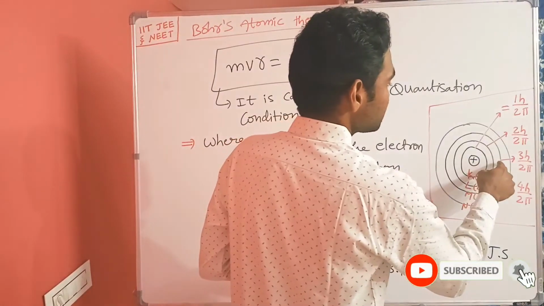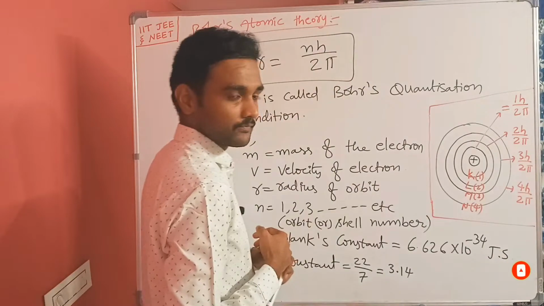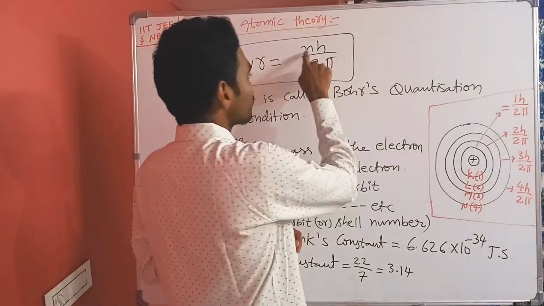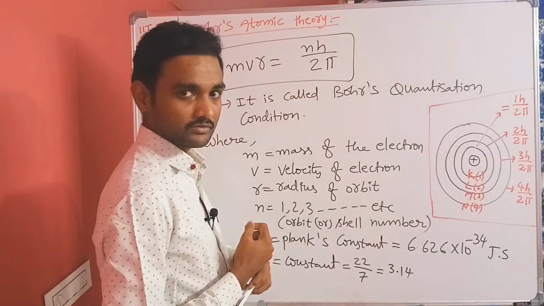Now the electron present in the third orbit has n value 3. It means 3h by 2 pi. The electron present in the fourth orbit has n value 4. It means 4h by 2 pi. That is the meaning. Have you understood?